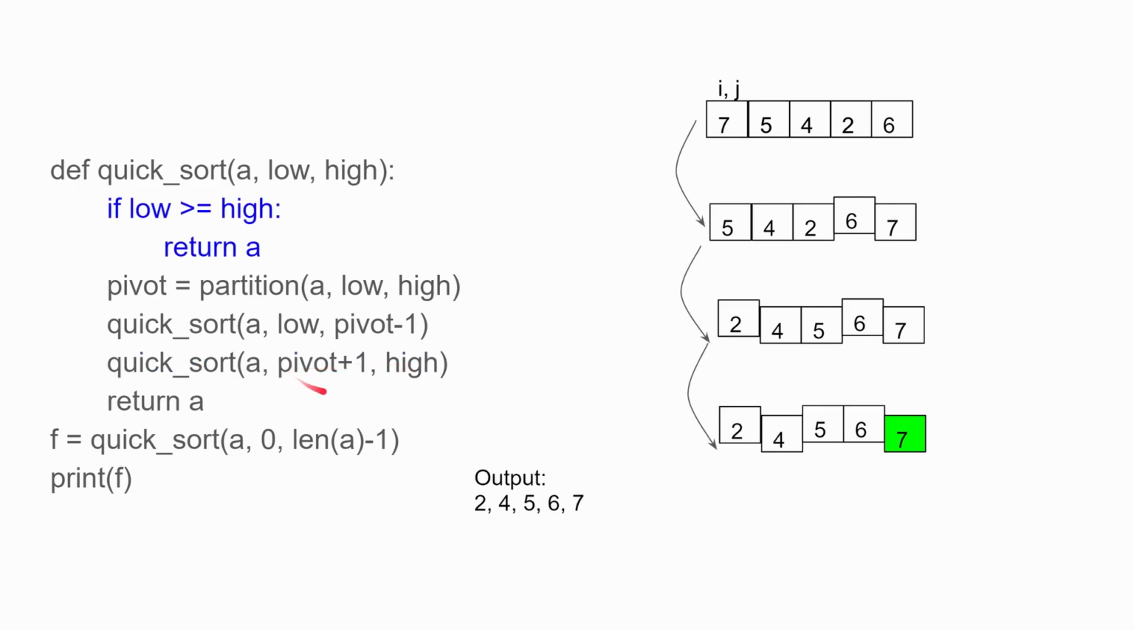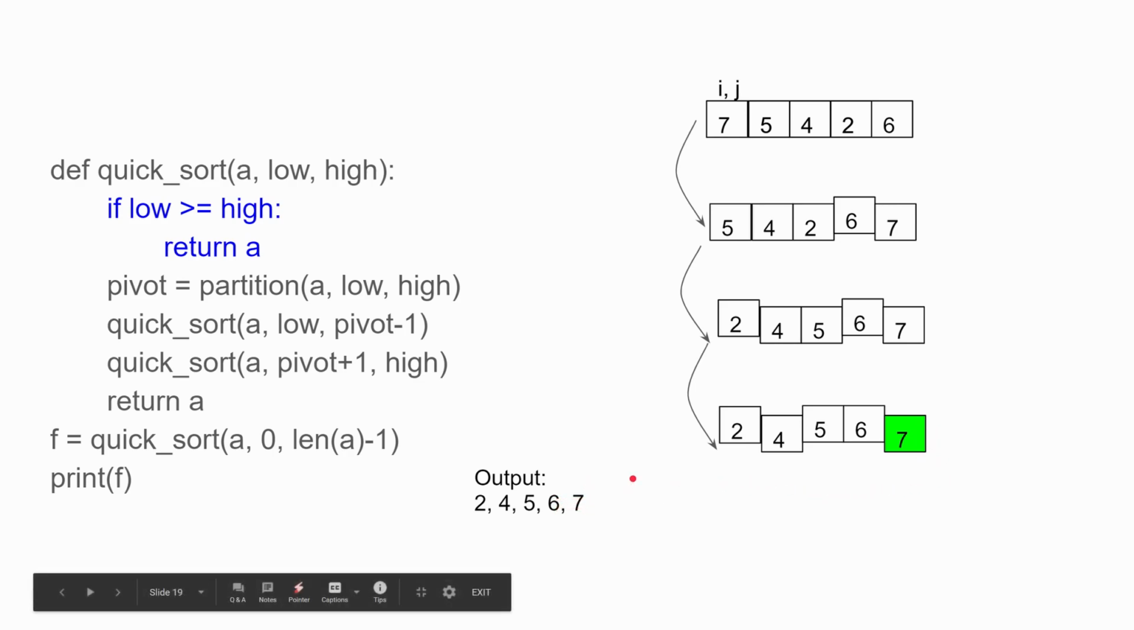After doing that, pivot plus 1 is over here and high is over here. That means low is equal to high, so return A. The output is 2, 4, 5, 6, 7.